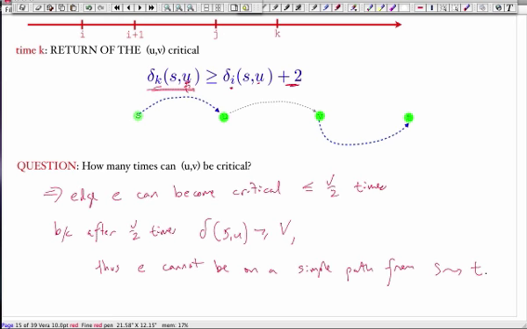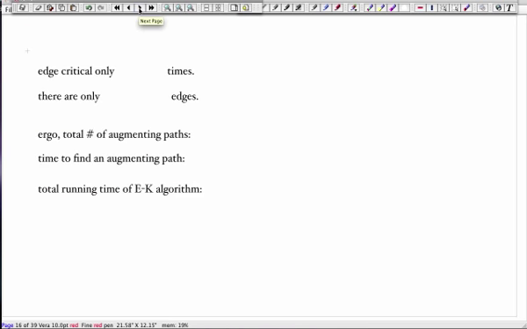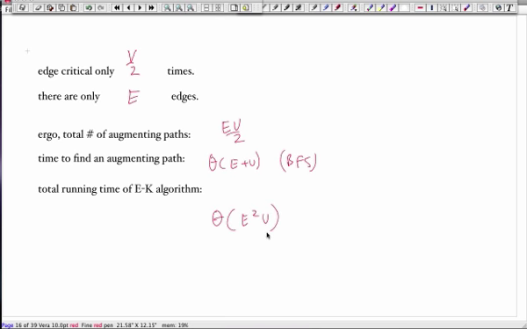Okay, good. So that's all we needed in order to get a running time, because this means that each edge becomes critical V over 2 times. There are only E edges, and so the number of times that we're going to have to find a critical path is EV over 2. The time to find a critical path is just breadth first search, okay? And so the total time is going to be E squared V.